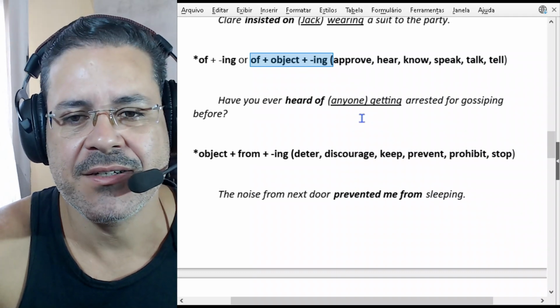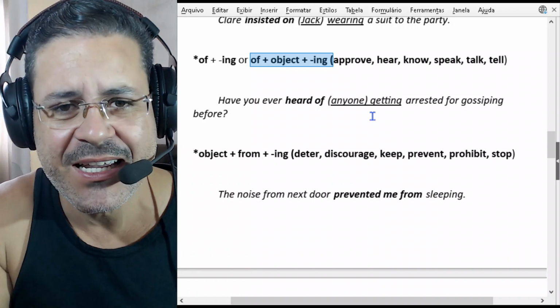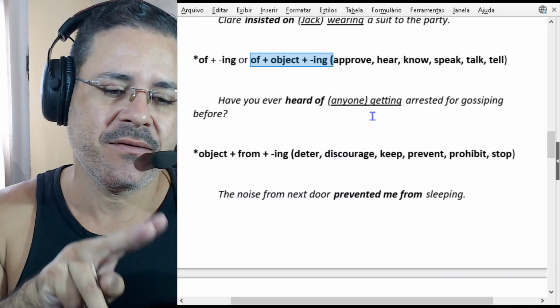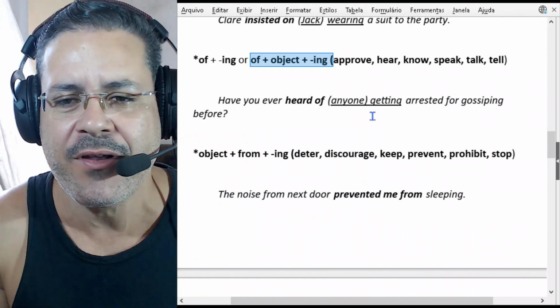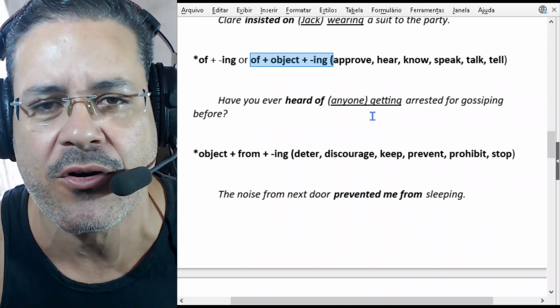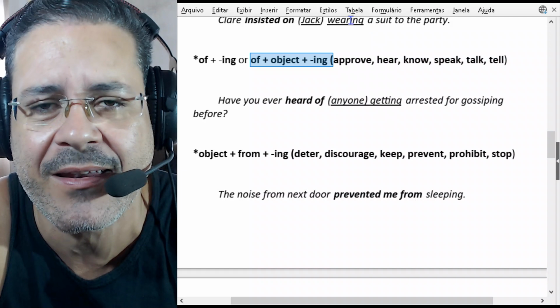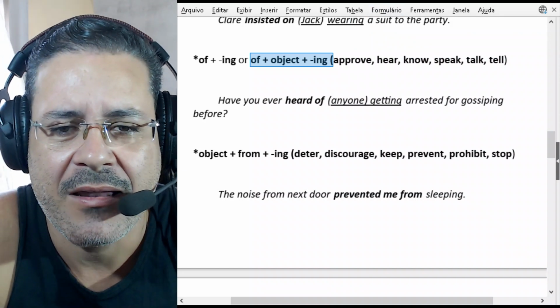For example, have you ever heard of anyone getting arrested for gossiping before? I've never heard of anyone getting arrested for gossiping before. Have you ever heard about that? I've never heard of anything like that.